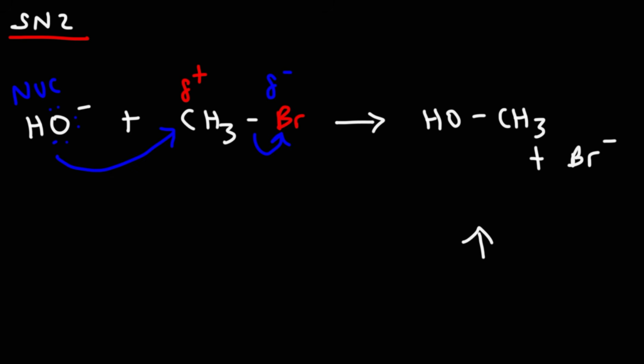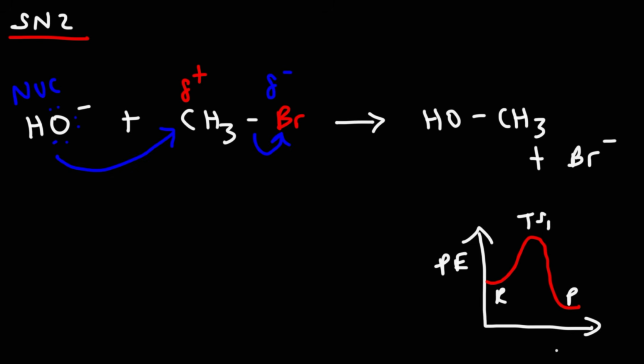Because it occurs in a single step, the energy diagram is only going to have one transition state. This is the transition state, this is the energy of the reactants, this is the products. On the y-axis we have potential energy. On the x-axis that's the reaction coordinate. The forward activation energy is the difference between the energy of the transition state and the energy of the reactants. The reverse activation energy is the difference between the energy of the products and the energy of the transition state.